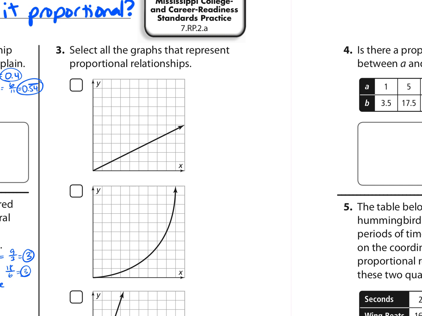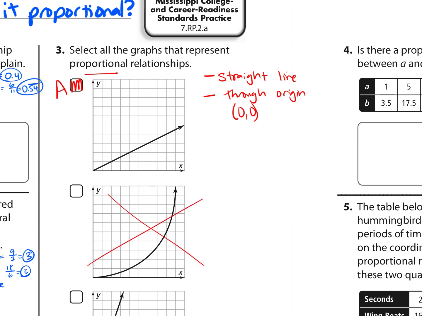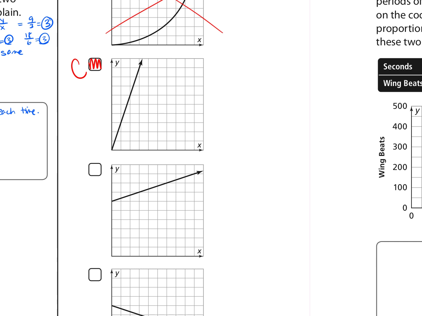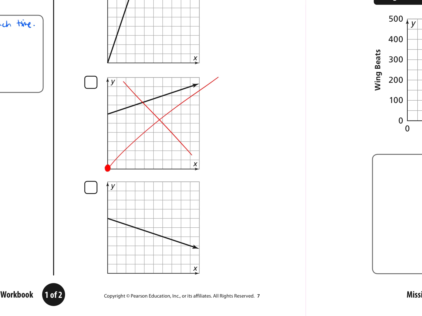Number 3, select all the graphs that represent proportional relationships. These have two qualities. Number 1, they must be a straight line. And number 2, each must go through the origin, which is the point (0, 0). So this first one, it is proportional. The second one is not. It's a curve. This third one, it is proportional. This fourth one is not. It doesn't go through (0, 0). This last one is not because it does not go through (0, 0).